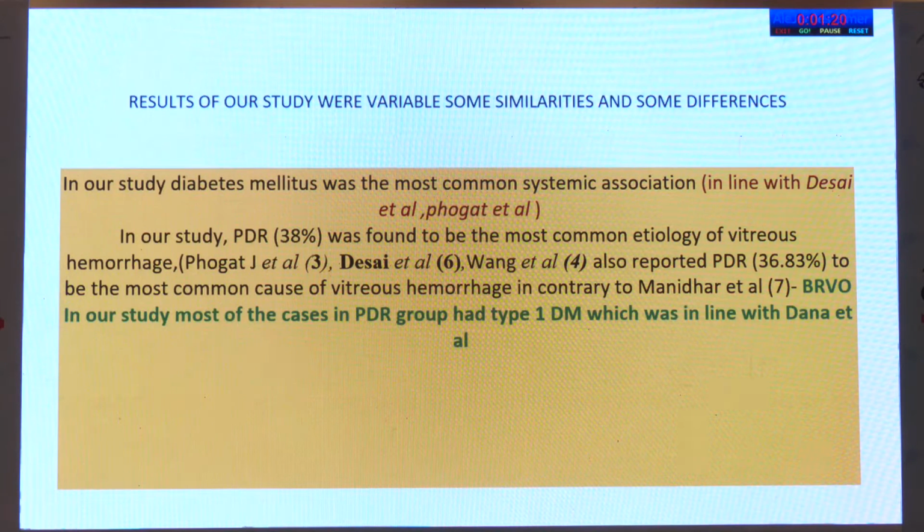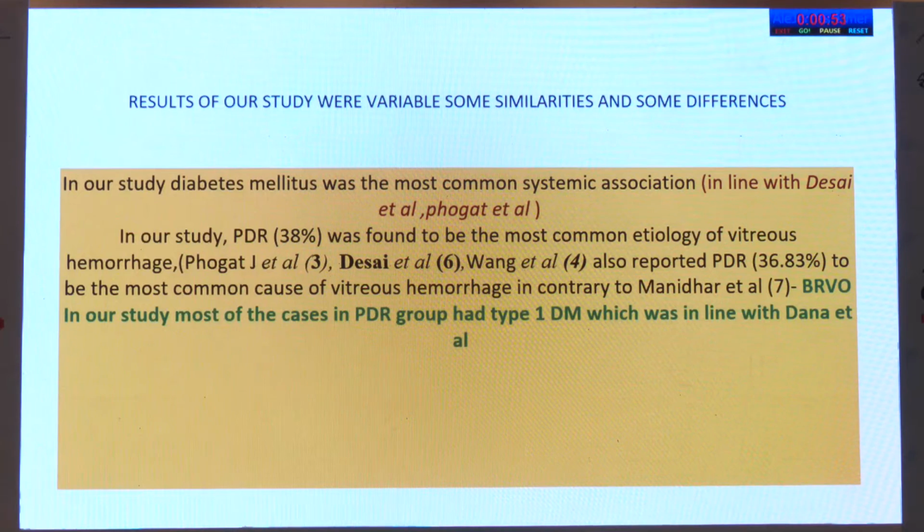In our study, diabetes mellitus was the most common systemic association, which was in line with Desai et al. and Fogart et al. PDR was found to be the most common etiology of vitreous hemorrhage, in line with Fogart et al., Desai et al., and Wong et al., who also reported PDR to be the most common cause of vitreous hemorrhage, in contrary to Maninder et al., who showed that BRVO was the most common cause in their study.